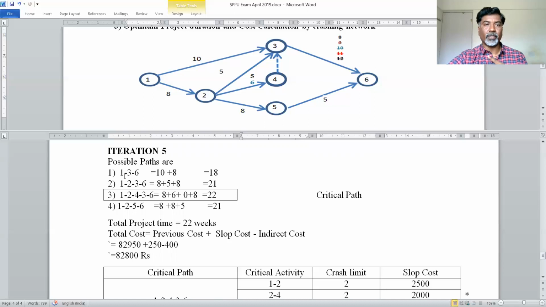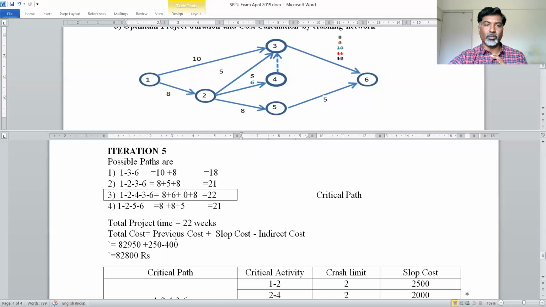In iteration 5 we have to write different possible paths, then what different times we are required to complete the particular path and corresponding values to complete the particular project you have to identify, and from that, whichever is the maximum value you have to take into consideration. So here the maximum value is 22. So total project time is 22 weeks.